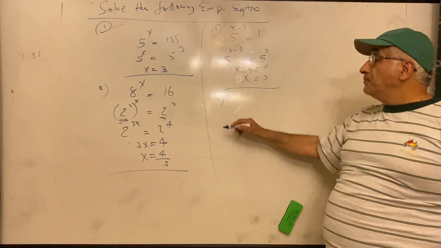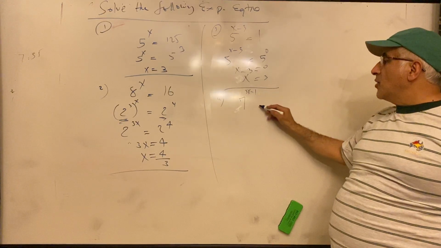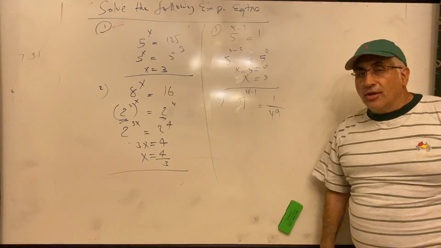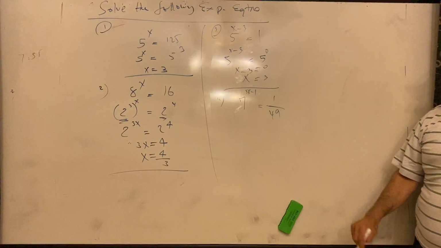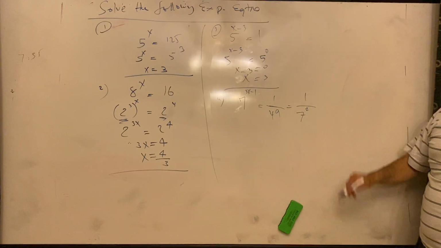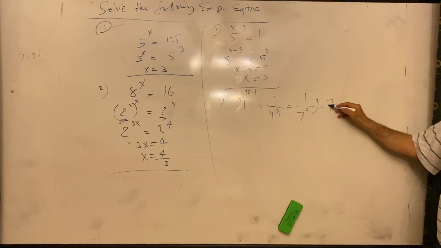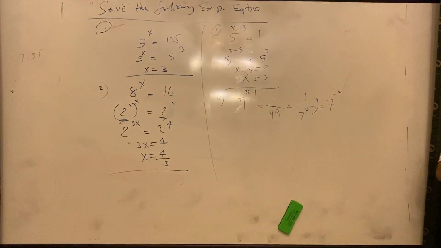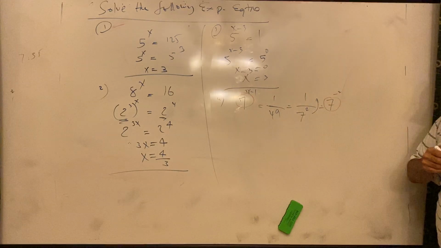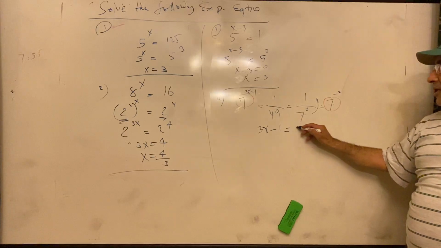Take number 4. How about if I have 7 to the power 3x minus 1 equals 1 over 49? You think this is hard. That's not the game. The trick here is to look at the 49. The 49 is what? It is 7 squared. Lovely. But I cannot solve it. One numerator, one denominator. So what do I do? Take this one over there: 7 to the power negative 2. Here we go. Bases are the same. Powers must be equal. So, ladies and gentlemen, 3x minus 1 equals minus 2.